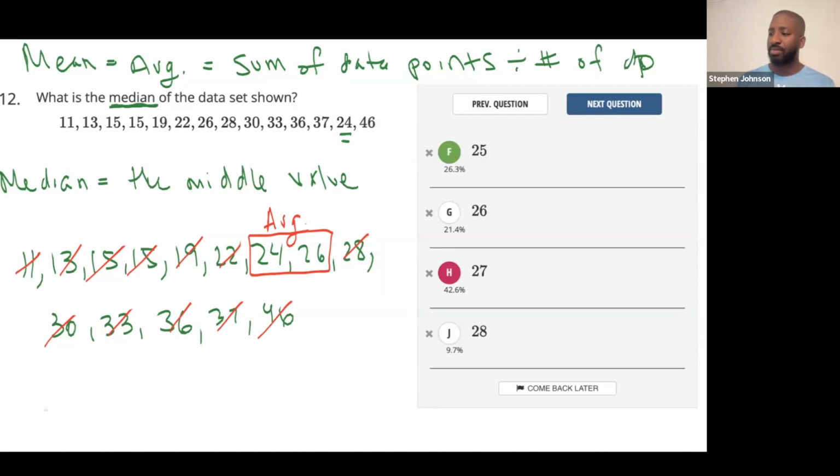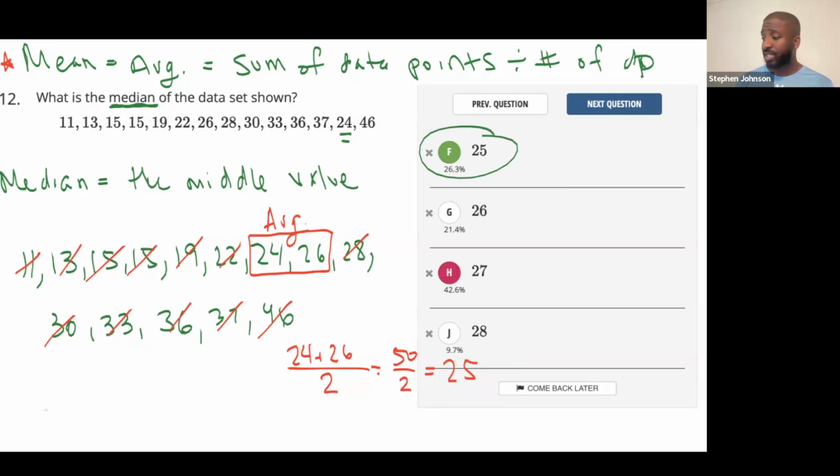And like I said up here in terms of defining how to find a mean or an average, to find the average between 24 and 26, we add the two data points, 24 plus 26. We divide by the number of data points, in this case 2. And 24 plus 26 is 50, and 50 divided by 2 is 25. And that is why choice F is the right answer, right? So we see the answer there, but again, the whole point of this video is to show you why.